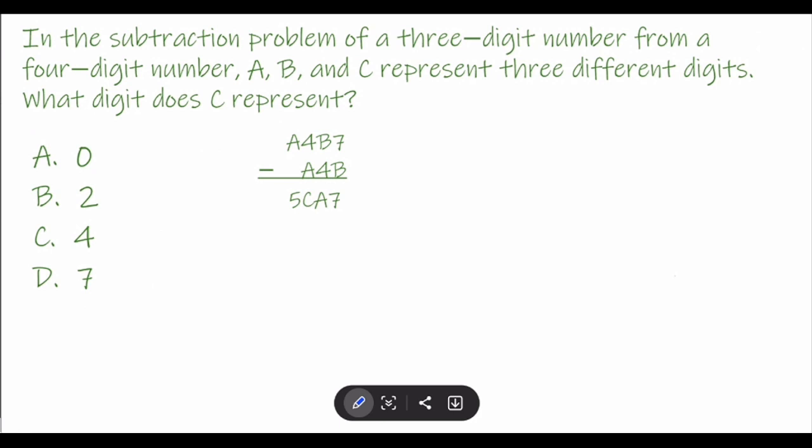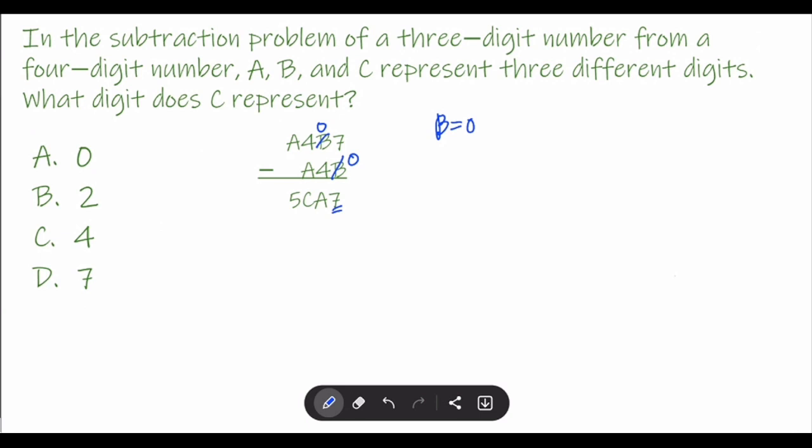So B obviously must be 0. B must be 0 because 7 minus 0 is 7. You cannot have any other value of B, since 7 minus B must be 7. It should be 0, so you can replace that with 0.